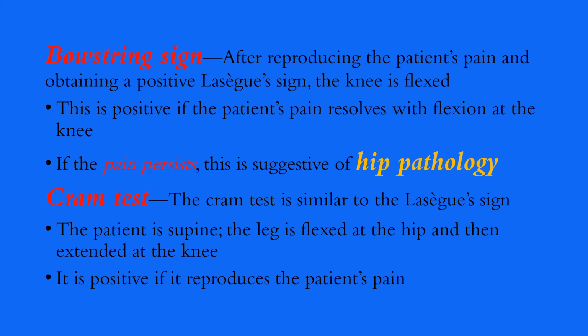What about the cramp test? The cramp test is similar to the Lasègue sign. The patient is supine. The leg is flexed at the hip and then extended at the knee. It is positive if the patient experiences pain.